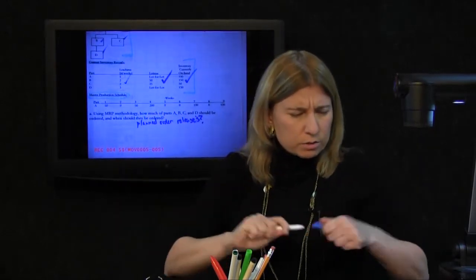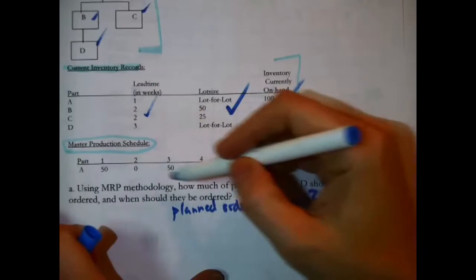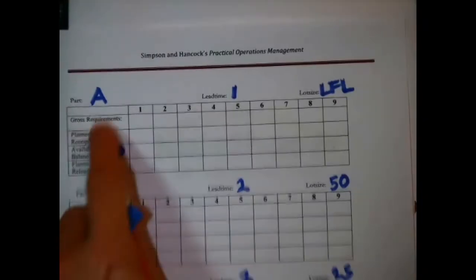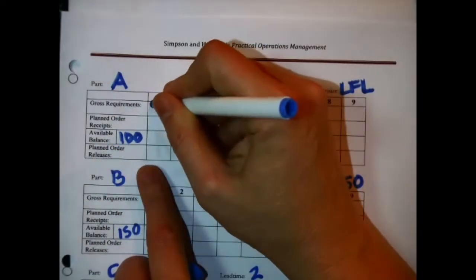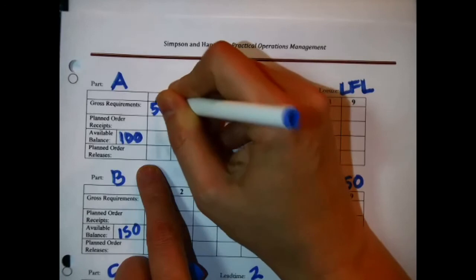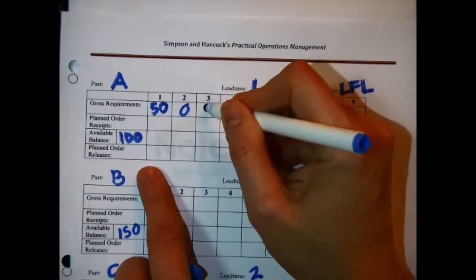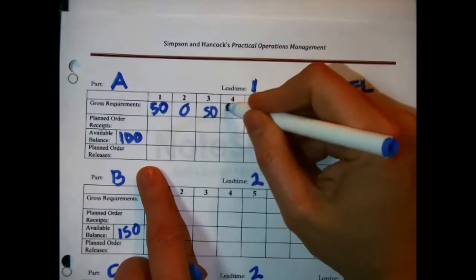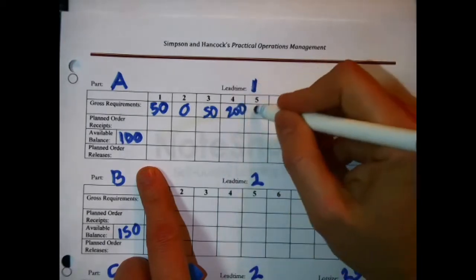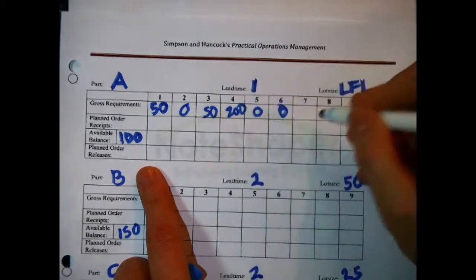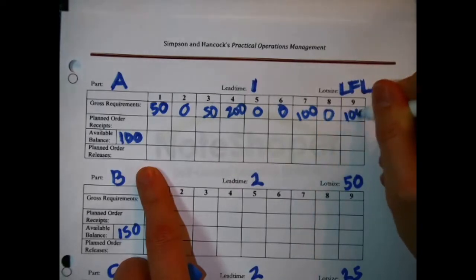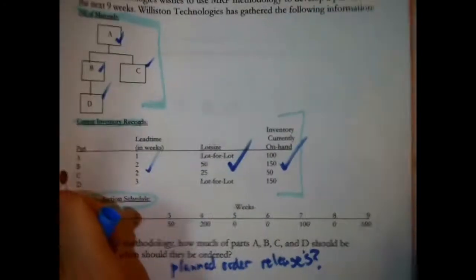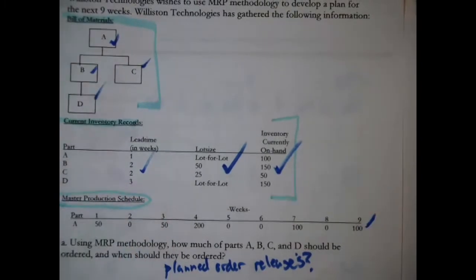Okay, so that means I need to take this string of numbers and find the gross requirements line for part A, the gross requirements top line, and just copy those numbers over. 50, 0, 50, 200, 0, 0, 100, 0, and 100. Okay, there. All those numbers are taken care of.